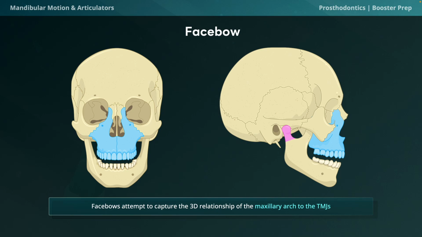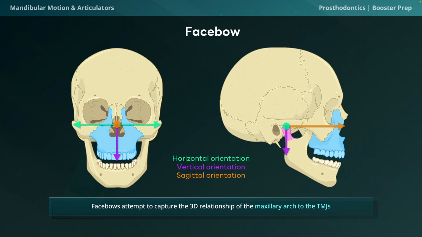It's essentially registering the orientation of the maxilla in relation to the TMJs in the horizontal plane, the vertical plane, and the sagittal plane. In other words, everything from the midline to the occlusal plane of the maxillary arch is recorded in 3D space and related back to the TMJs. This information is then transferred to the articulator in hopes of being able to better reproduce the opening and closing movements of a patient on the articulator.